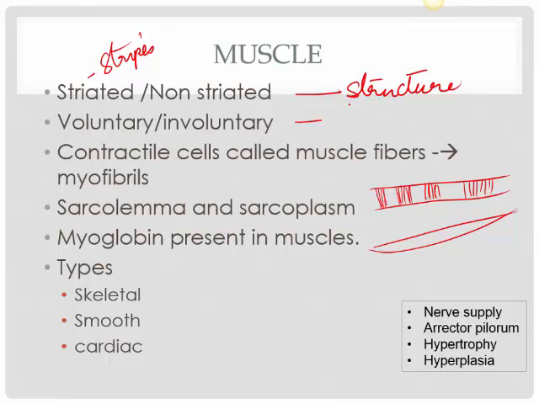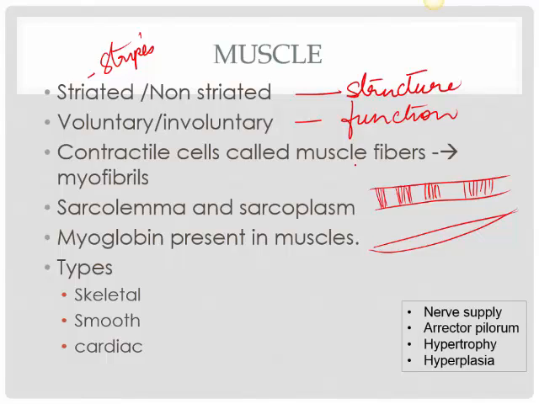Then based on function, we divide it into voluntary if it is under your control, and involuntary when it is not under your control. So this is functional classification. Now muscle cells tend to be elongated. They also have the capability of contracting, so they can shorten and get back to their original shape. And a muscle cell is called a muscle fiber.